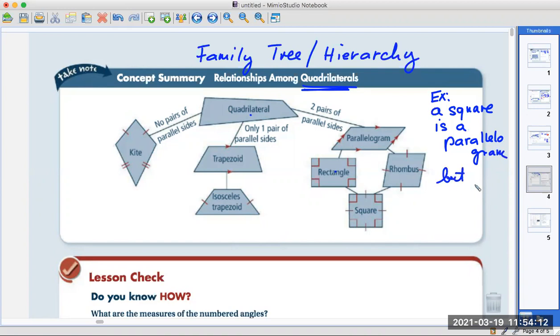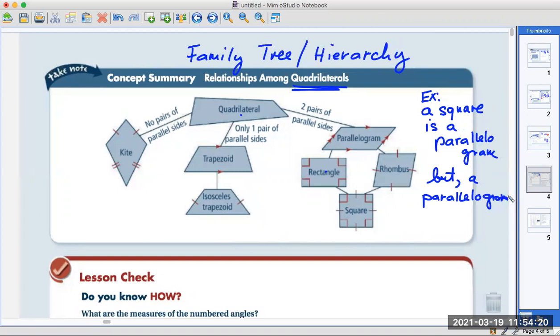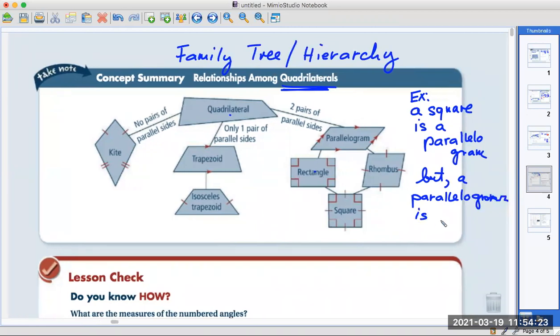But a parallelogram is not a square. Ooh. And that's called classifying. You can name these going upward. It's called classify. When you hear the word classify, it's called naming. Okay, so that right here, sometimes you'll see.